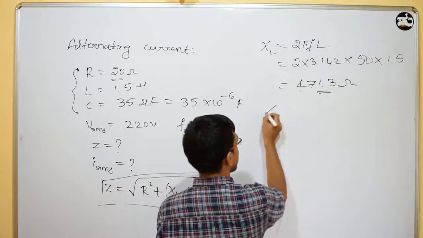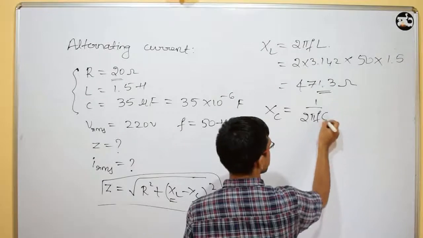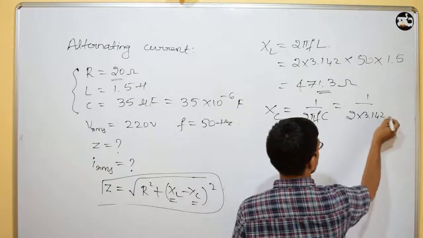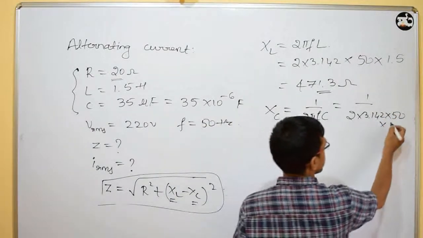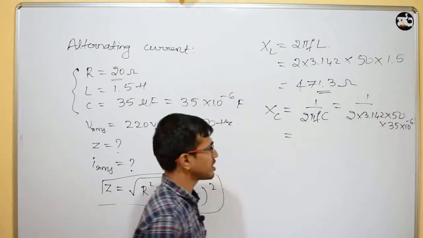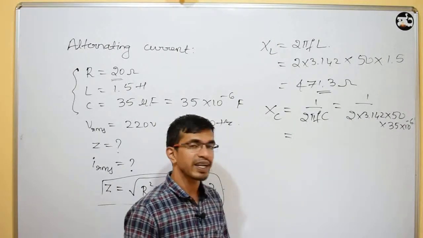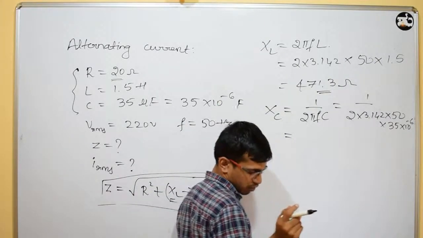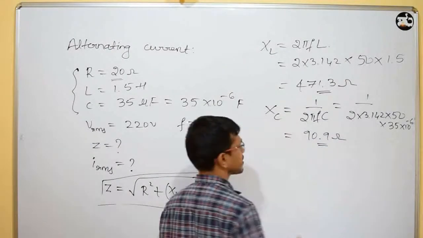Similarly, we know that capacitive reactance XC is equal to 1 divided by 2 pi F C. So this is equal to 1 divided by 2 into 3.142 into 50 into 35 into 10 to the power of minus 6. If you solve this expression, you will get around 90.9 ohm. Okay, so this is the capacitive reactance.